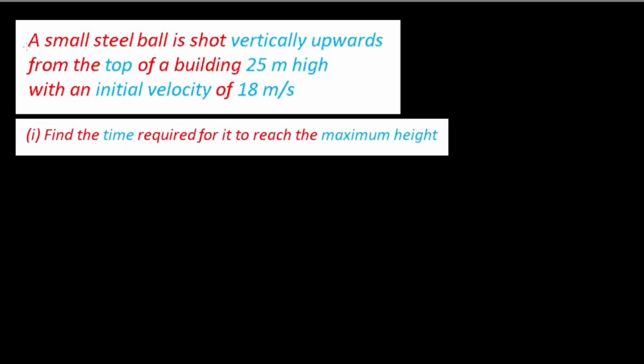Next problem is a small steel ball is shot vertically upwards from the top of a building 25-meter high with an initial velocity of 18 meter per second. In the first question, we have to find the time required for the ball to reach the maximum height. In the second problem, the situation is quite similar compared to the first one. Instead of from the ground, the ball has been thrown from the top of a building.